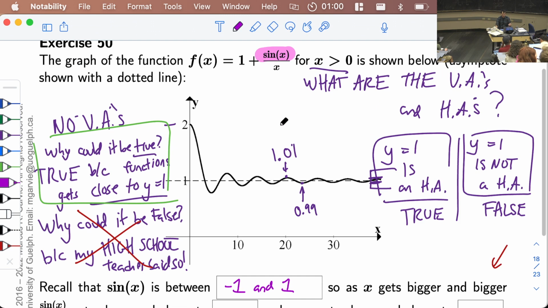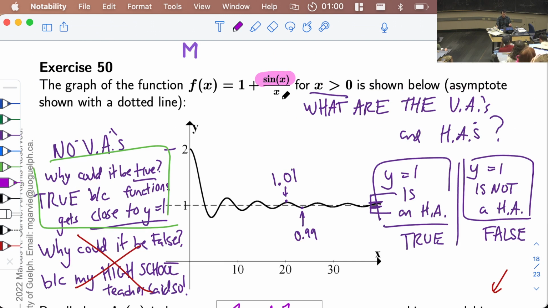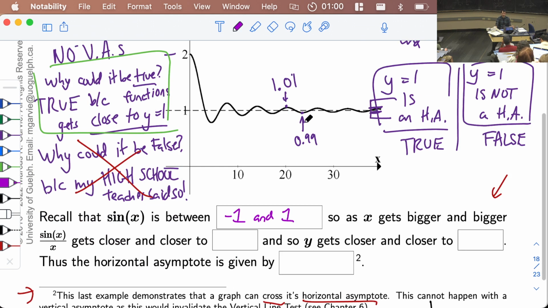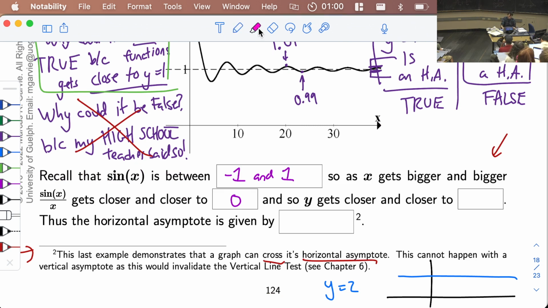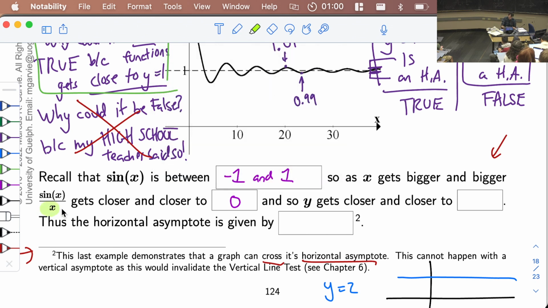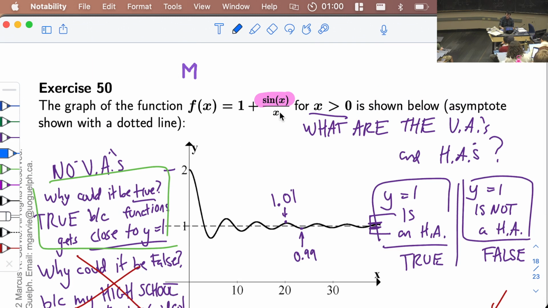So we're looking at something between -1 and 1 divided by x. If x is a really big number, like imagine x is 100,000, you have like 1 divided by 100,000. What is that? It's getting closer and closer to 0. So you have a number that's between -1 and 1 divided by a big number. The big number is x. And so y is getting closer and closer to 1 plus 0. So the function is 1 plus sine of x over x.